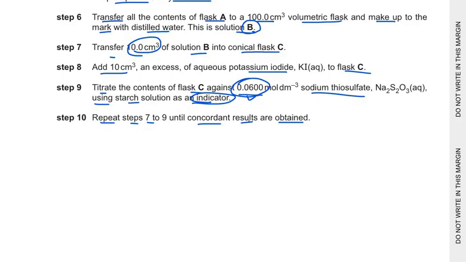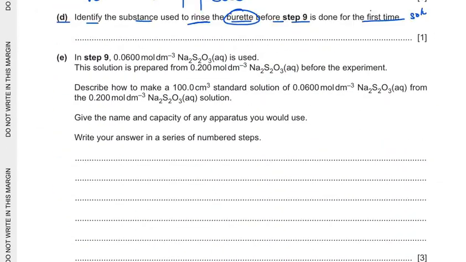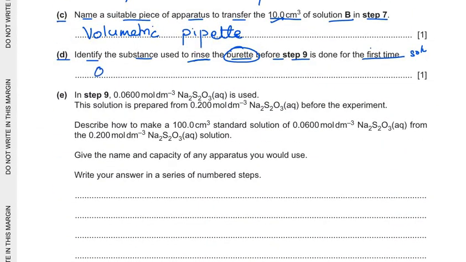So we need to specify here that sodium thiosulfate is the solution, that is 0.06 mole per dm cube sodium thiosulfate solution, which is the solution with which we are going to rinse the burette. So fine, in step 9 this is done.